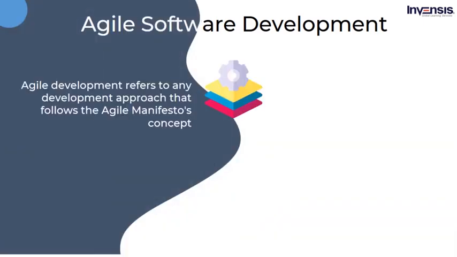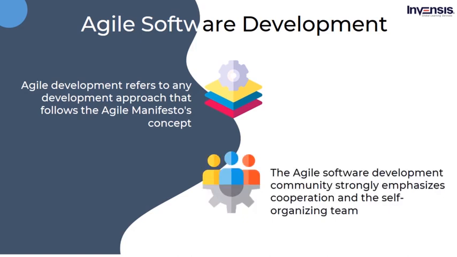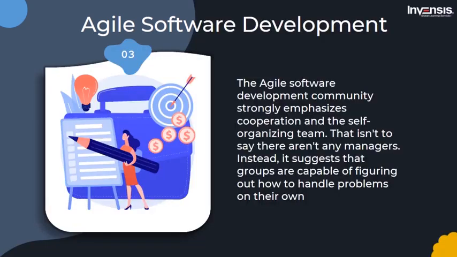Agile development refers to any development approach that follows the Agile Manifesto's concepts. A group of 14 software industry leaders wrote the manifesto, and it reflects their knowledge of what methods work and what approaches don't work for software development. The Agile software development community strongly emphasizes cooperation and the self-organizing team. That isn't to say there aren't any managers.